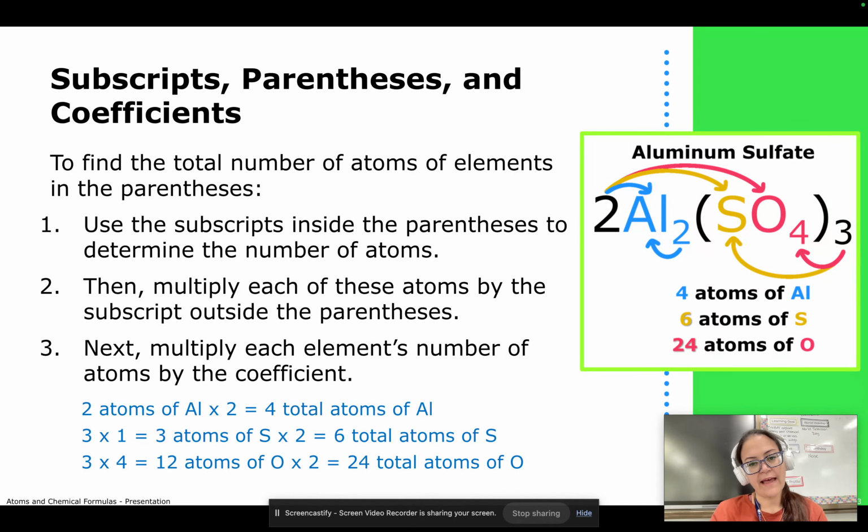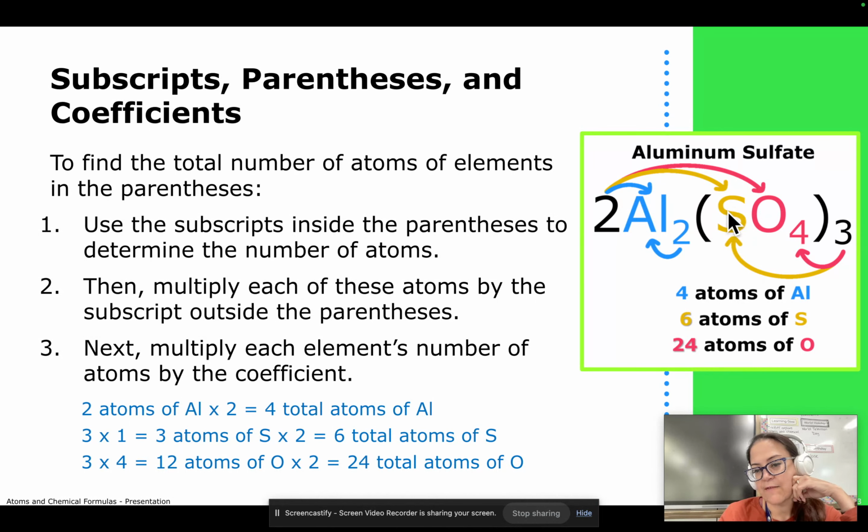Okay, so here's what happens when you have subscripts, parentheses, and coefficients, when you have all of it combined. So to find the total number of atoms of elements in parentheses, do these things. Use the subscripts inside the parentheses to determine the number of atoms. So you're going to look at this first. Then multiply each of these atoms by the subscript outside the parentheses. So you're looking at this multiplied. And then multiply each element's number of atoms by the coefficient. Okay? So first, we're going to look at 2 atoms of aluminum times 2. So that means the 2 times a 2. So here we have a subscript of 2 by the aluminum multiplied by the coefficient of 2. That means we have 4 total atoms of aluminum.